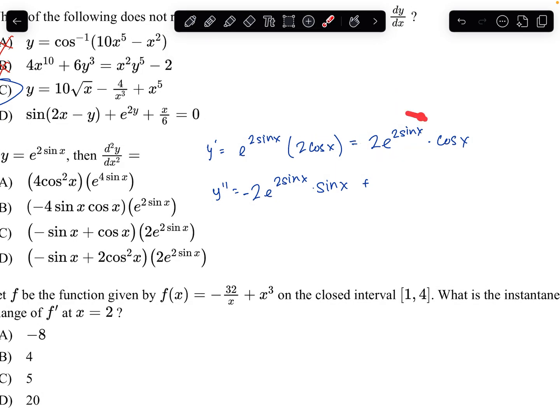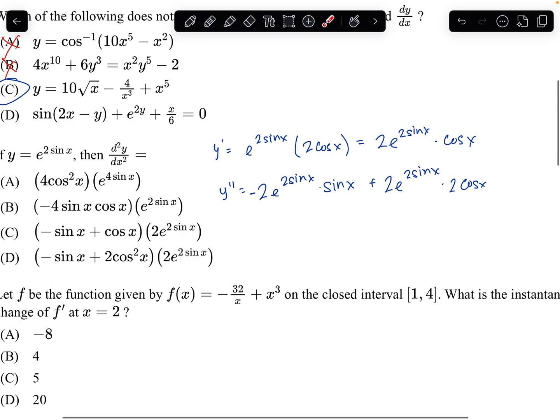Now the derivative of this right here is the same exact derivative as the first derivative. So when I take the derivative, oh, except not with the 2. Never mind. All right, so the derivative of that is going to be 2e to the 2 sine of x times cosine of x. Now, this cosine of x is not this cosine of x. I need to multiply by 2 cosine of x.